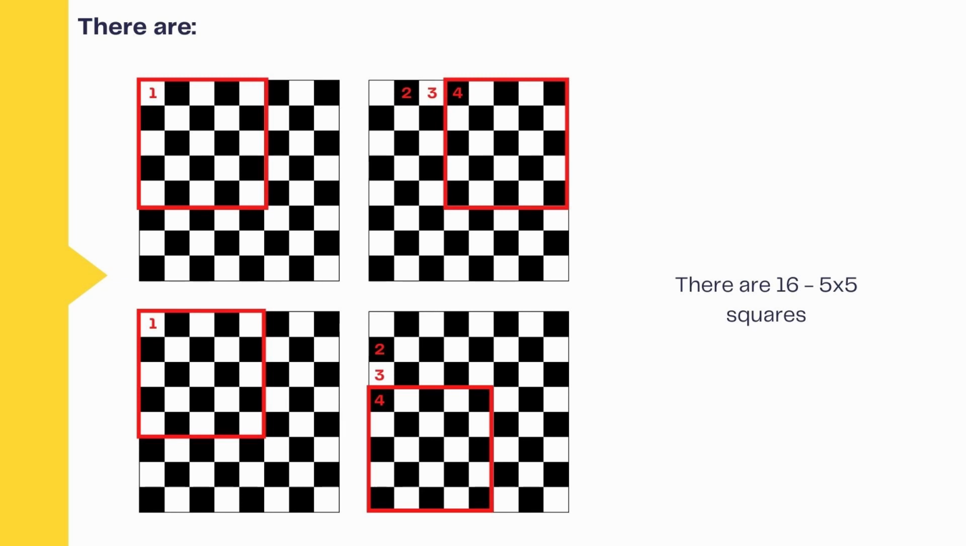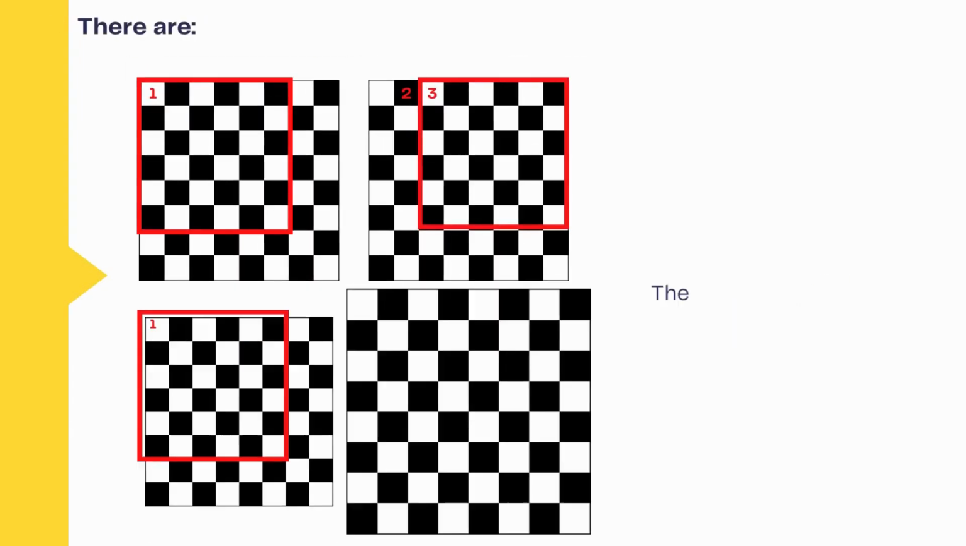until it stops. Vertically, it can move the same 4 spaces until it stops. Therefore, we can say that it moved 4 by 4. Hence, 4 by 4 is 16. So, there are 16 5 by 5 squares.